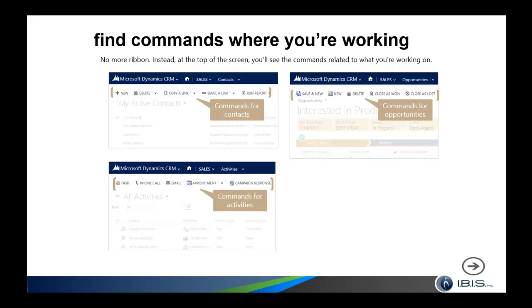So depending on where you are, you're going to see different commands. So for example, looking at the sales opportunities area, we've got the close as won and close as lost as links up at the top. So those are the opportunity commands. If we're on the contact record, we may see the copy as a link icon, or email a link, or create a new record. So those are the commands that are available from the contact area. If you're in the activities area, you'll also see commands for creating all of the different activity types. So the task, phone call, email, appointment, those show up on that command line. So as you're working in different record sets in CRM, you'll see different commands at the top of the screen.